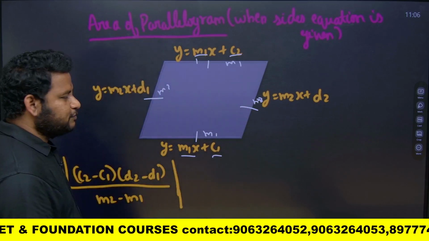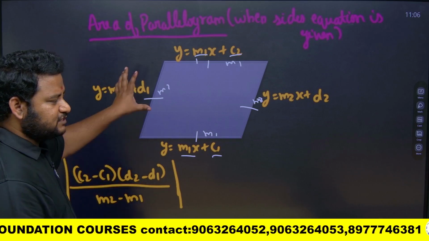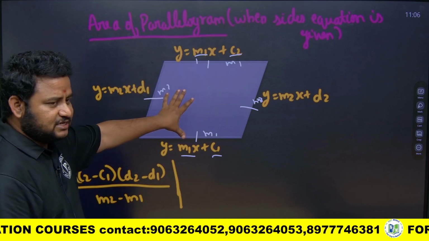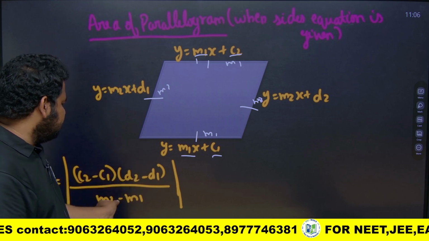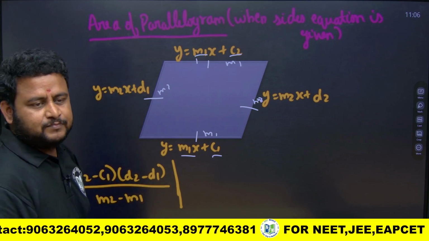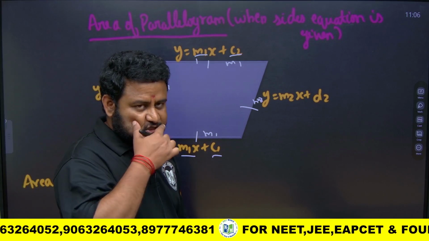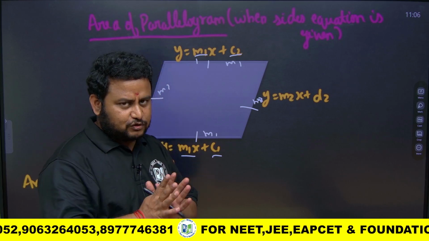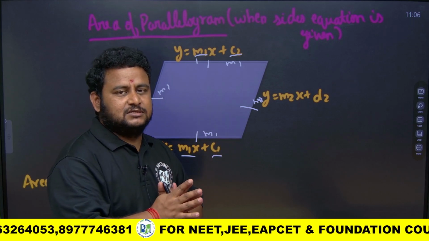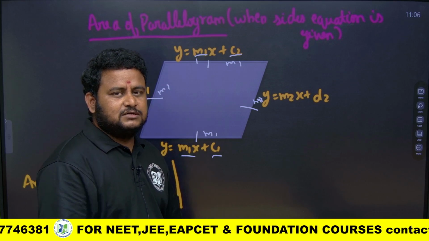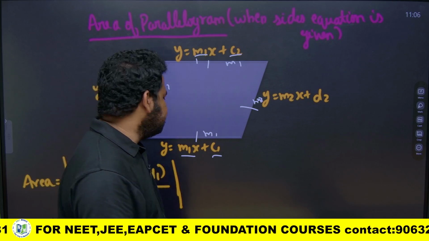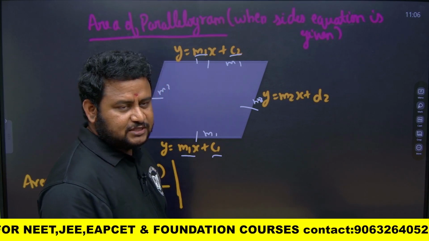Now, the area of the parallelogram is given by the difference of the constants of two parallel sides, that is (c2 minus c1) into (d2 minus d1), divided by the difference of the slopes. The difference of the constants of both pairs of parallel sides, divided by the difference of the slopes, within the modulus sign. This is very important, within the modulus sign.